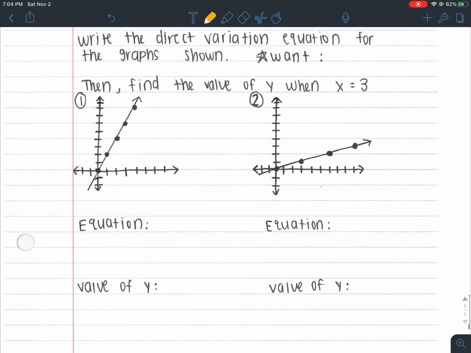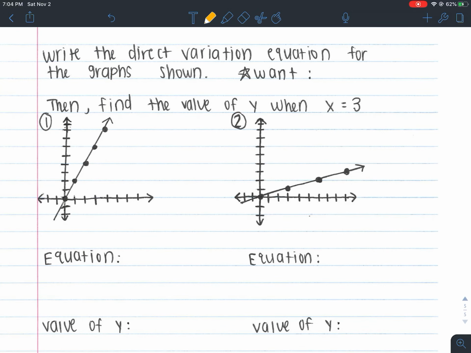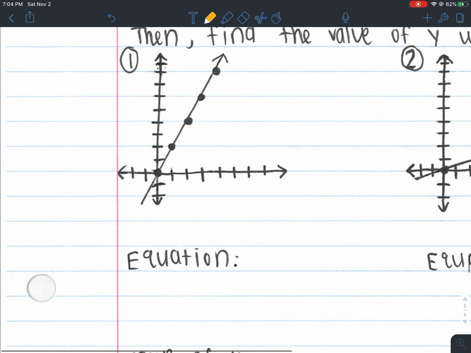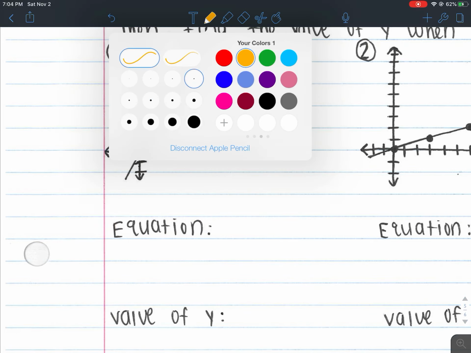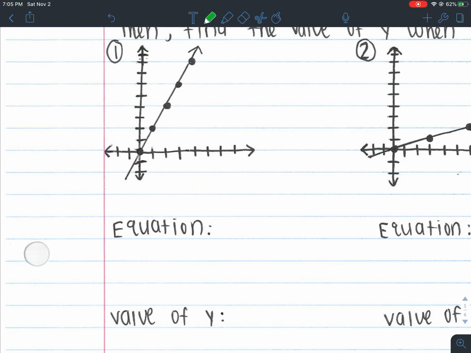All right, and then these are our last two problems for the notes. Write the direct variation equation for the graph shown. Again, we want it to look like y equals kx. So remember that direct variation is y equals kx. And then after we do that, we're going to find the value of y when x equals 3. So let's look at both of these graphs, but let's look at the first one first. Looking at this first graph, I know this is direct variation because it crosses the origin. It crosses 0, 0, which means that's good.